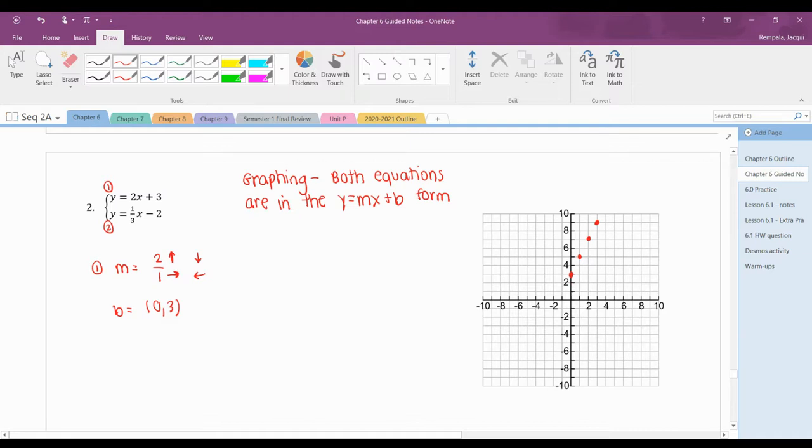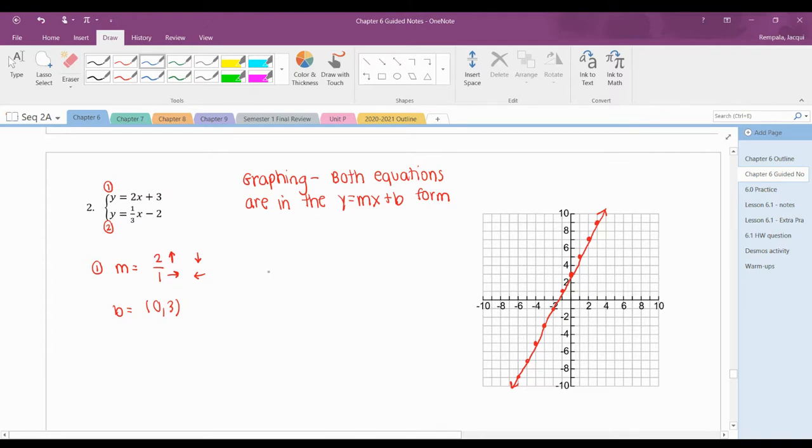So from that 3, I can go down 1 to the left, down 1 to the left. I can keep doing that as many times as I want. And then now I can very carefully connect those points, and there's my first line.